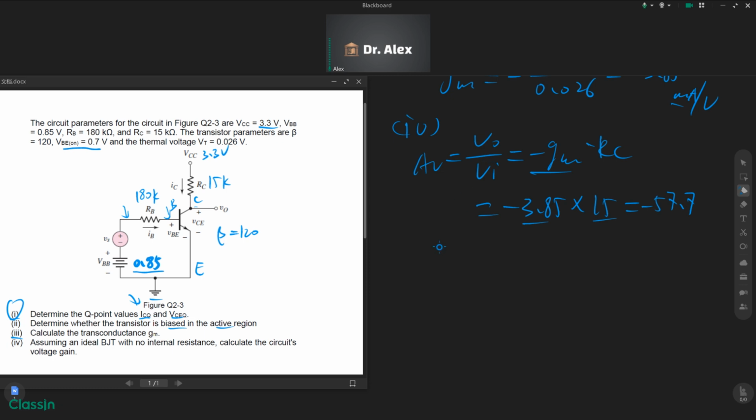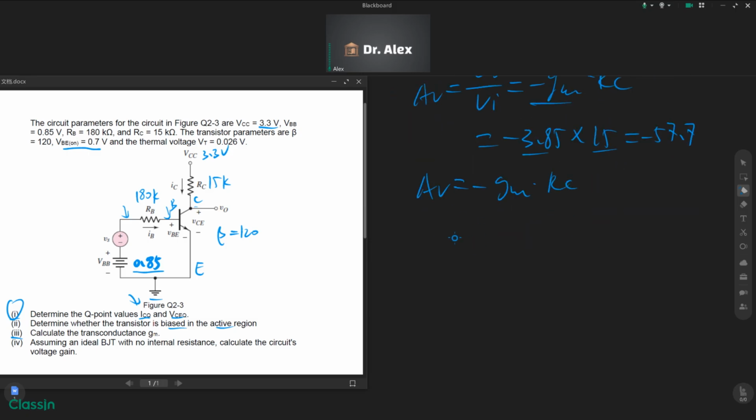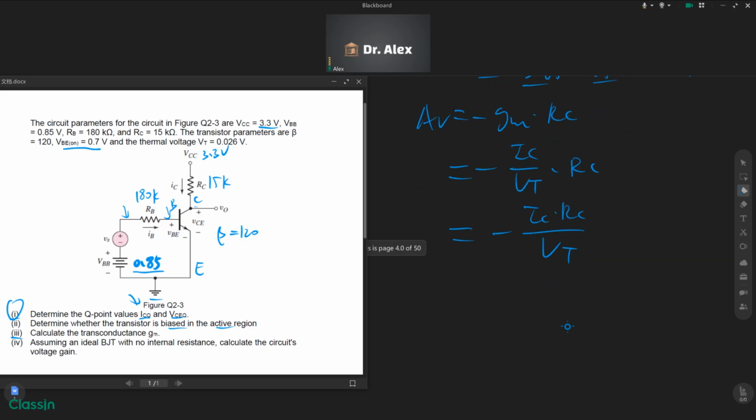You may ask why AV equals Gm times RC. Because we can get this from the definition. This is IC divided by Vt times RC, which is IC times RC divided by Vt. This is our output voltage and this is our input voltage. So that is the definition of voltage gain, AV. I think we have the question solved.